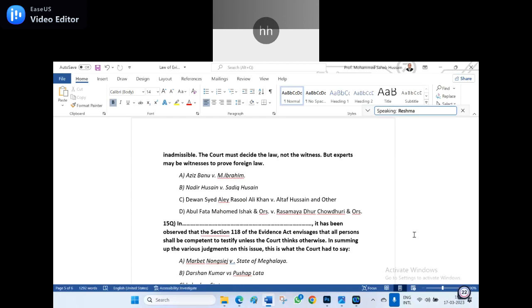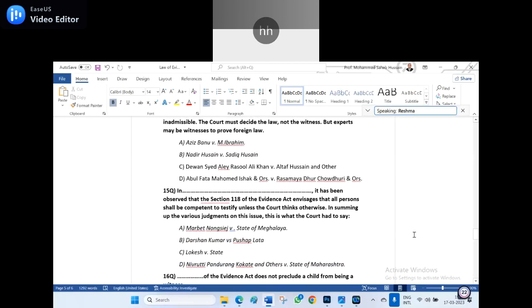15th question. In dash, it has been observed that section 118 of the Evidence Act envisages that all persons shall be competent to testify unless the court thinks otherwise. In summing up the various judgments on this issue, that is what the court had to say. Decided in the case of A. Marbat Non-Sage versus State of Meghalaya, B. Darshan Kumar versus Pushpalata, C. Lokesh versus State, D. Nivruti Panduranga Kakote and others versus State of Maharashtra.